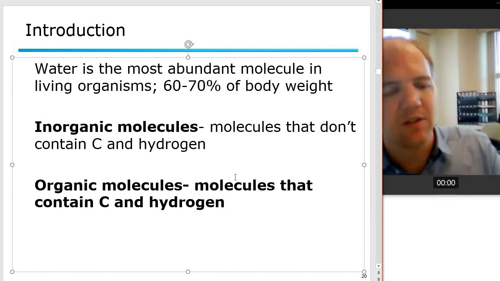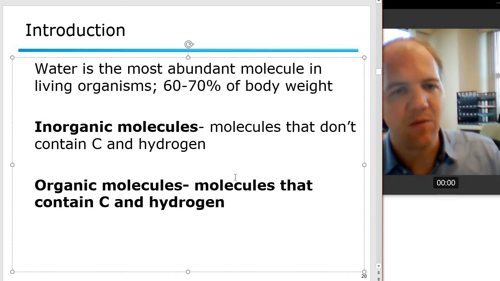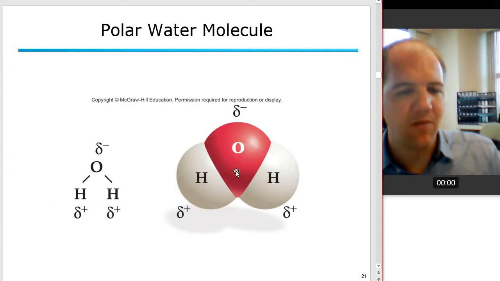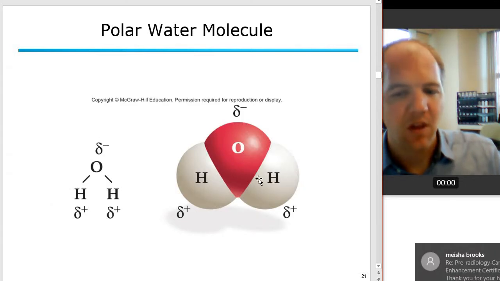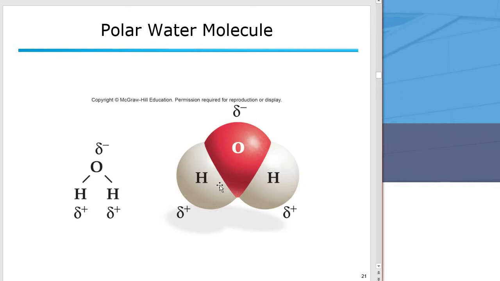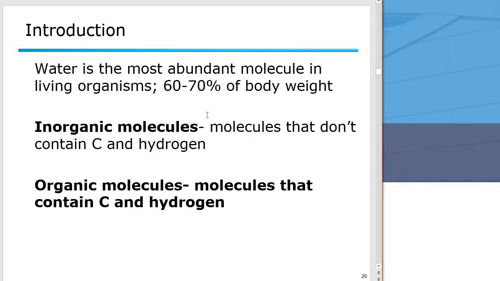Carbon is sometimes considered the atom of life, the molecule of life. That's what life is built on, carbon-based life, versus inorganic molecules. Now if we look at water, water is made up of oxygen and hydrogen. Those two atoms, neither one is carbon. There is hydrogen, but there's no carbon. So this is an inorganic molecule. But it's still essential to life, and it's the most abundant molecule in our body. 60-70% of our body is water.